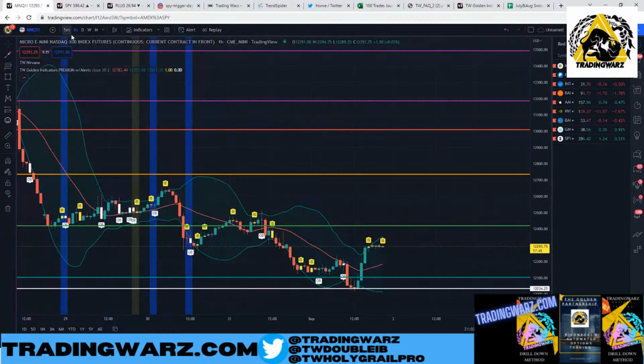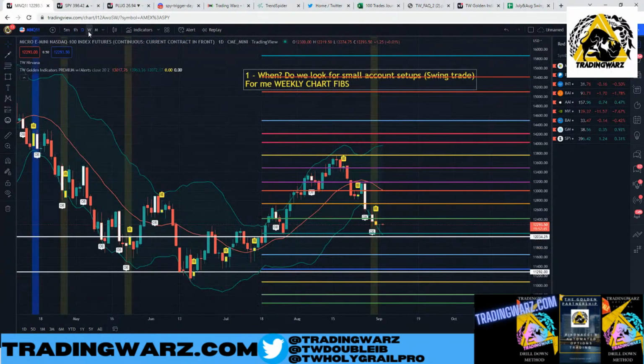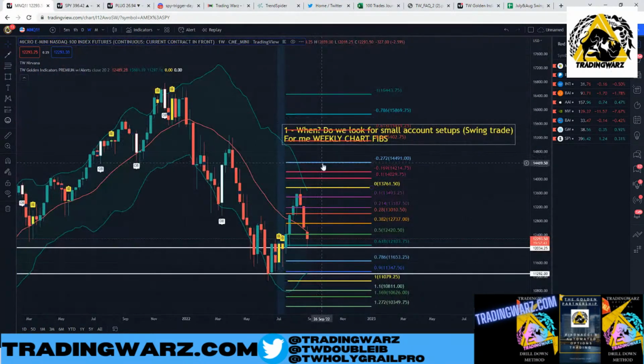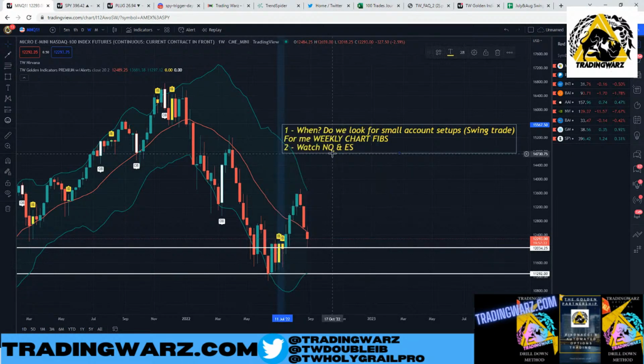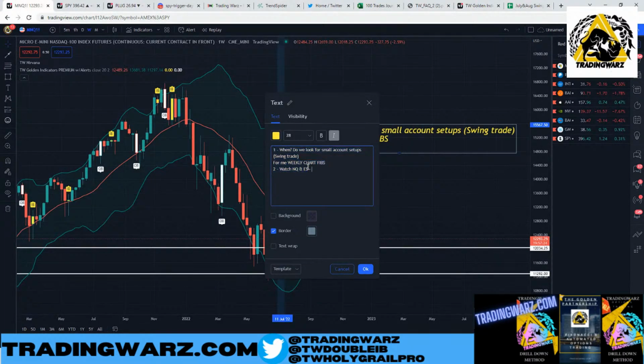Whenever I'm doing a small account challenge, the other thing to make note of is I like to watch multiple indices. I like to watch NQ and ES, so this is pretty much the whole market. NQ is the tech companies, the Nasdaq, and ES is the S&P 500. Those two I'm looking for, and these are obviously the futures contracts.